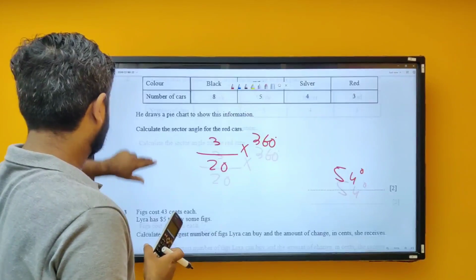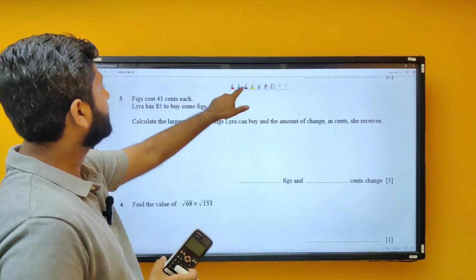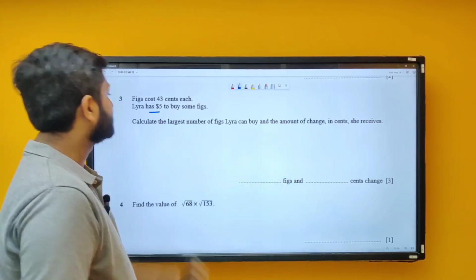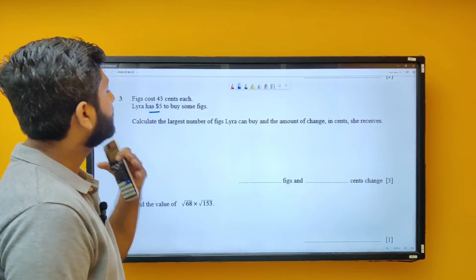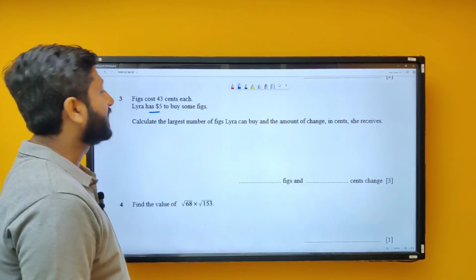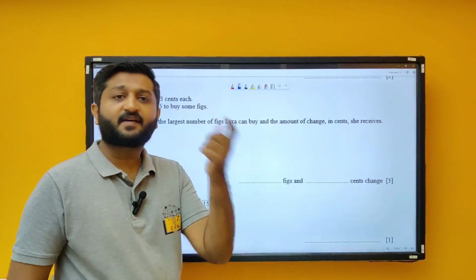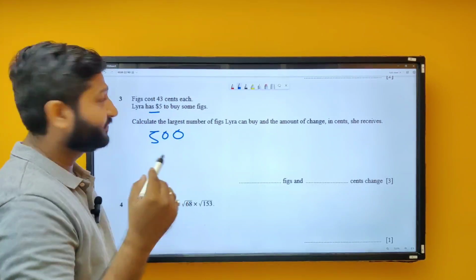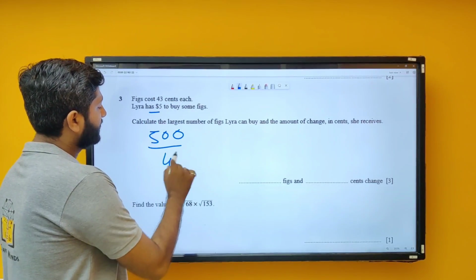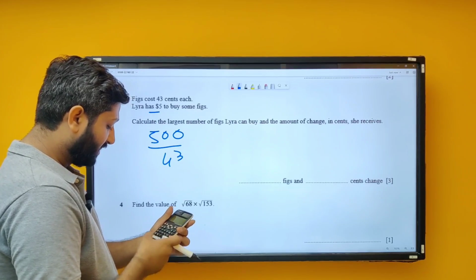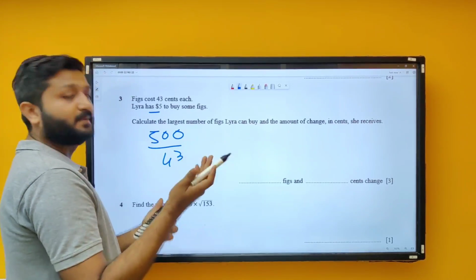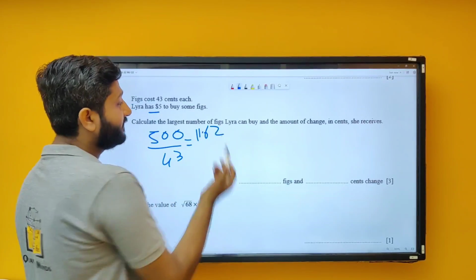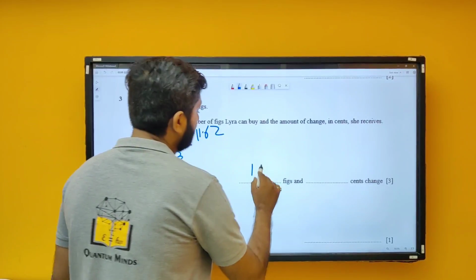Next question. Figs cost 43 cents each. Lyra has $5 to buy some figs. Calculate the largest number of figs which Lyra can buy. Assuming that she has $5, which is nothing but 500 cents, and each fig costs 43 cents, 500 divided by 43 is 11.62, right? So obviously the maximum figs which Lyra can buy is 11.